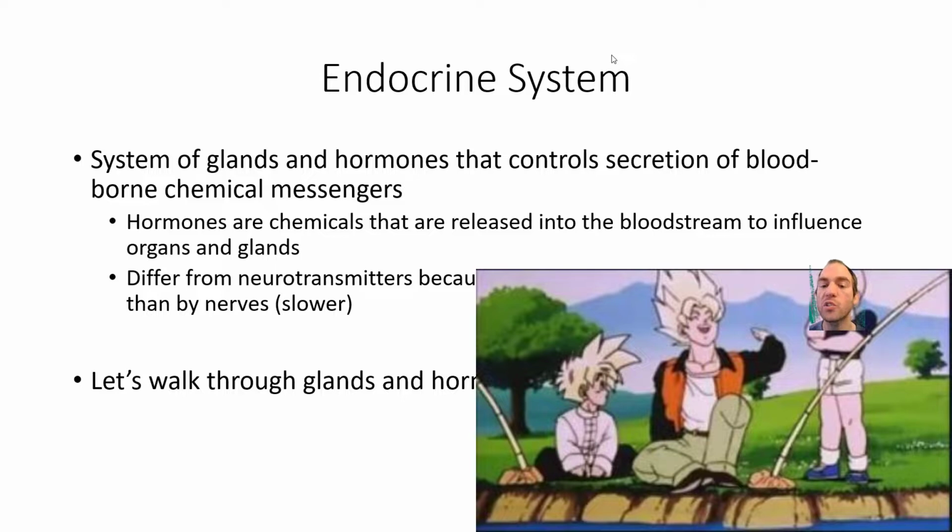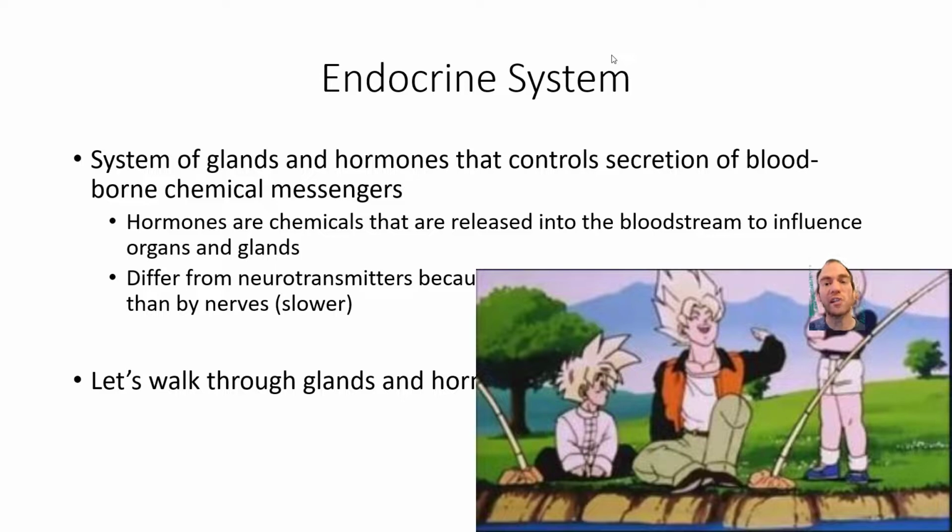Hormones are chemicals that are released into the bloodstream to influence organs and glands. They differ from neurotransmitters because they are transmitted by blood rather than by nerves, that is neurons, which are slower. So blood transportation, that is hormones, are slower than neurotransmitters. It just takes a longer time to circulate through your blood.